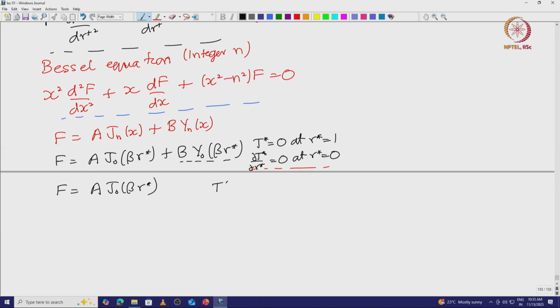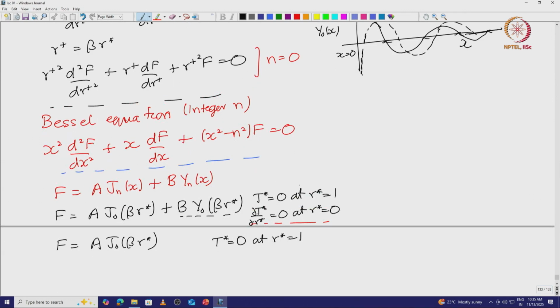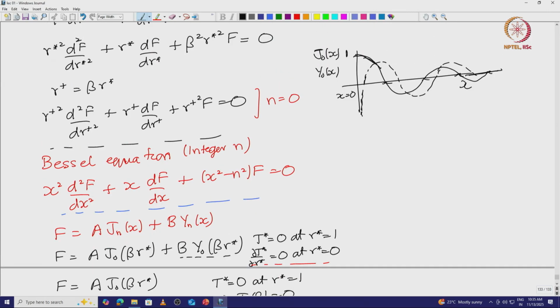The second condition I require is that T star is equal to 0 at r star equal to 1. This implies that J naught of beta is equal to 0. This is satisfied at multiple locations, because, as I said, this is an oscillating function with a decreasing amplitude.